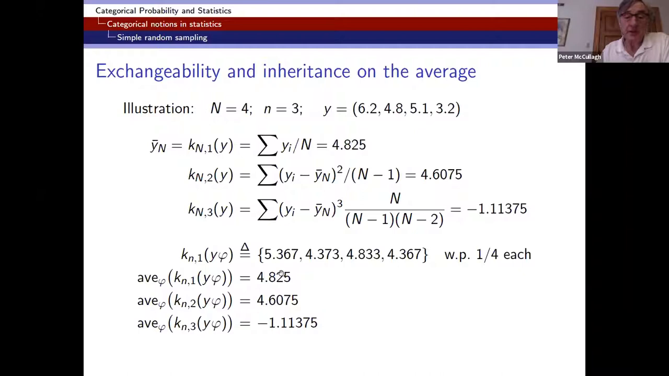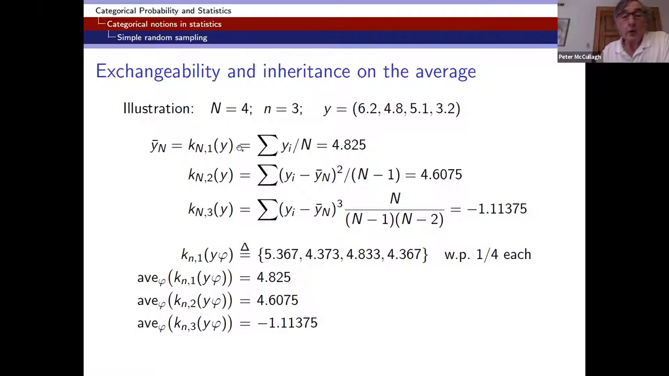It's also true, if you take this second k statistic and ask what is the average value of it, averaged uniformly over samples of size 3 taken from this set of size 4, it will be 4.6075, exactly the same as the numerical value in the population. And for this identity to hold exactly, it's critical that they have the divisor n minus 1 here, because the divisor for a population of size 4 will be 3, but the divisor for the sample of size 3 will only be 2. And likewise for this third one, the average value of k3 on all of the simple random samples is exactly the same as this number computed in the population.